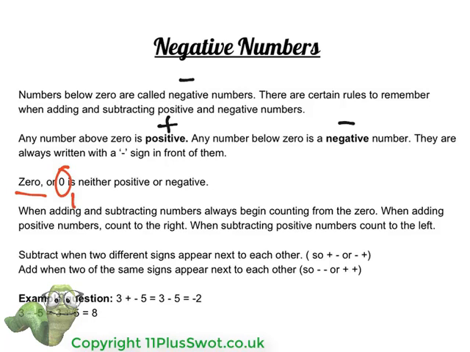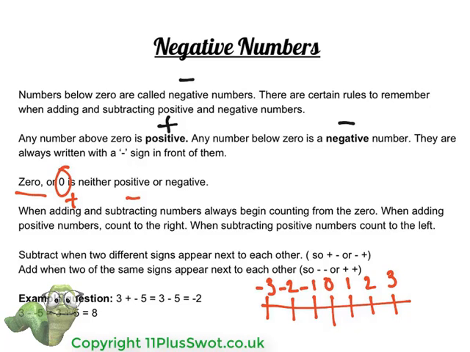So when you add and subtract numbers, always begin counting from the 0. When adding positive numbers, count to the right. And when you're looking at those negative numbers, you count to the left. So if we're going to be, say, at 1 and we want to add positive 2, we would jump to the right. Whereas if we want to add negative 2, we jump to the left 2 spaces and we get to -1.